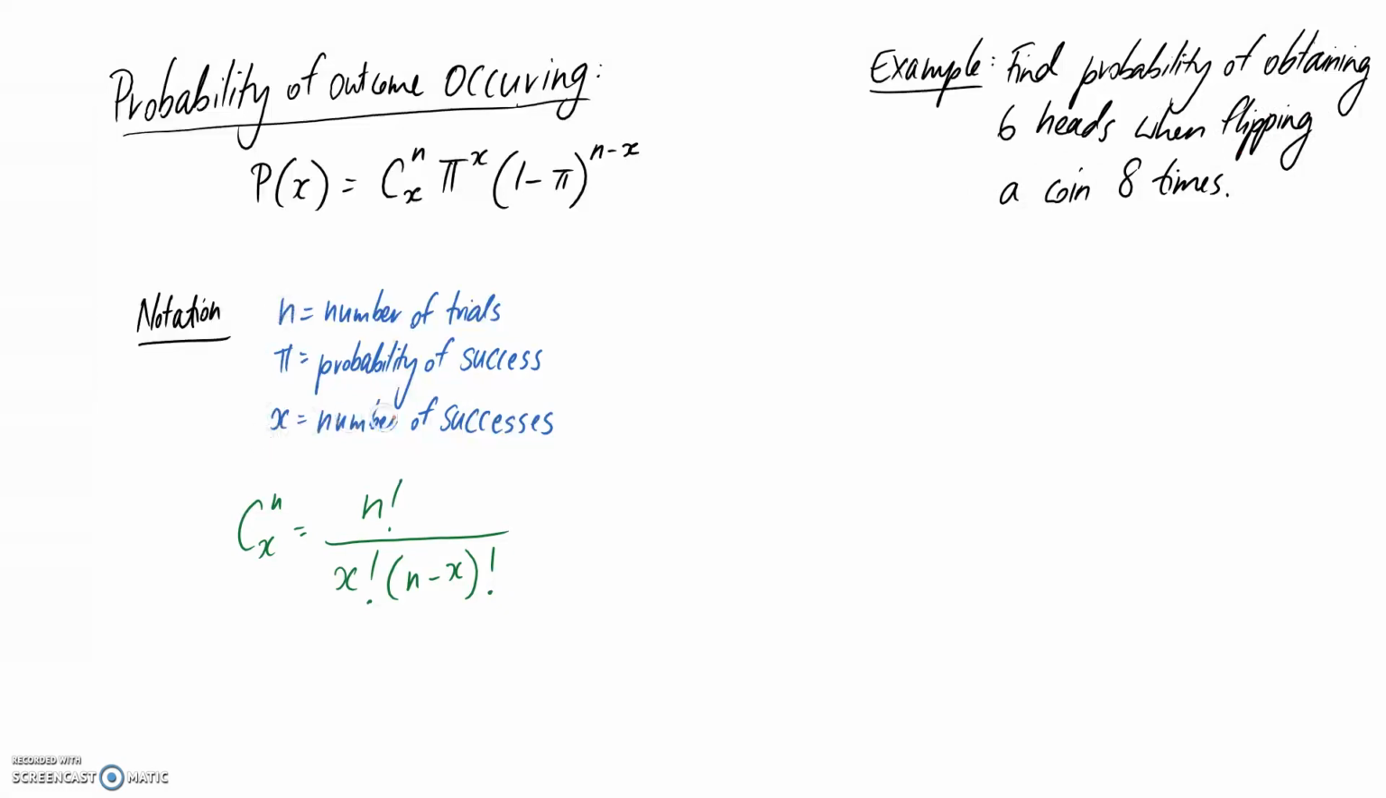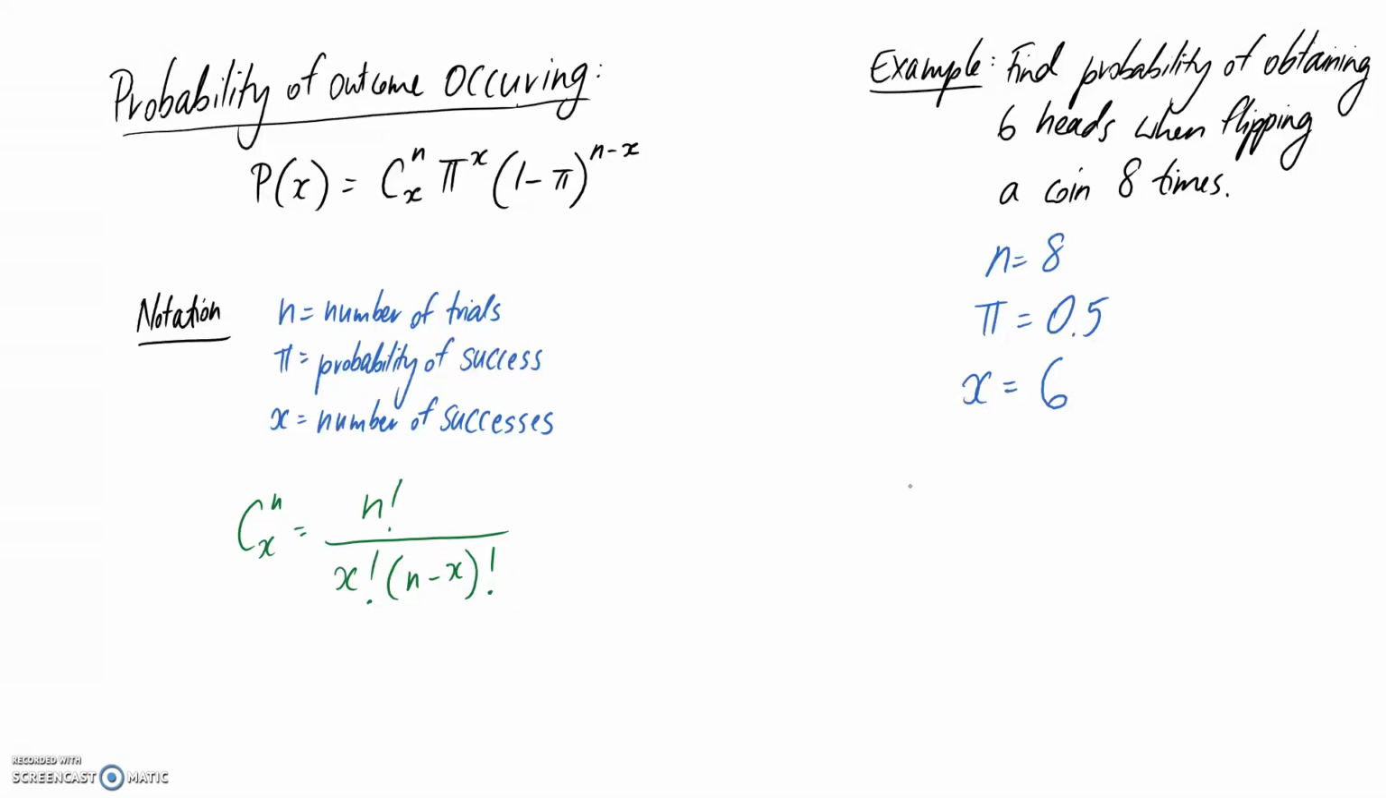So let's go through and write out what each of these values is. n is the number of trials, so that's the number of times we perform the experiment, and we're flipping this coin, which is the experiment, 8 times. So n is going to be equal to 8. Next up is pi, which is the probability of success. We're going to define obtaining a head as the outcome of success. So therefore the probability of obtaining a head is going to be 0.5. And the number of successes, or the number of heads that we're looking for, is going to be equal to 6. So that's the 3 things that we need to be able to fill out this equation.